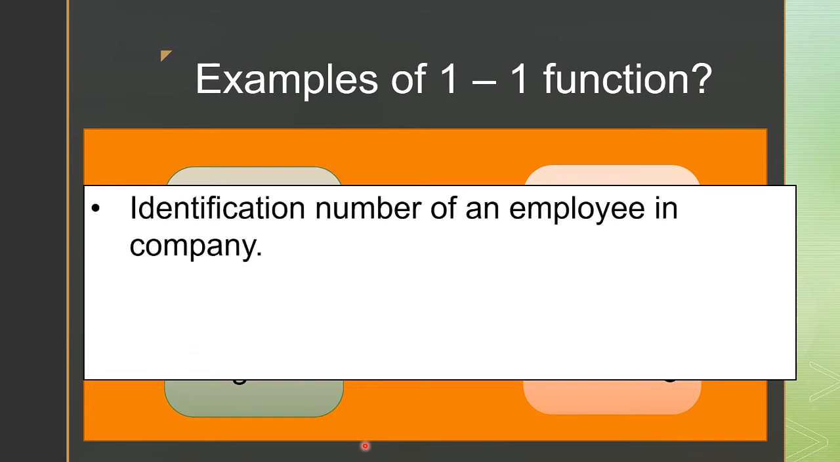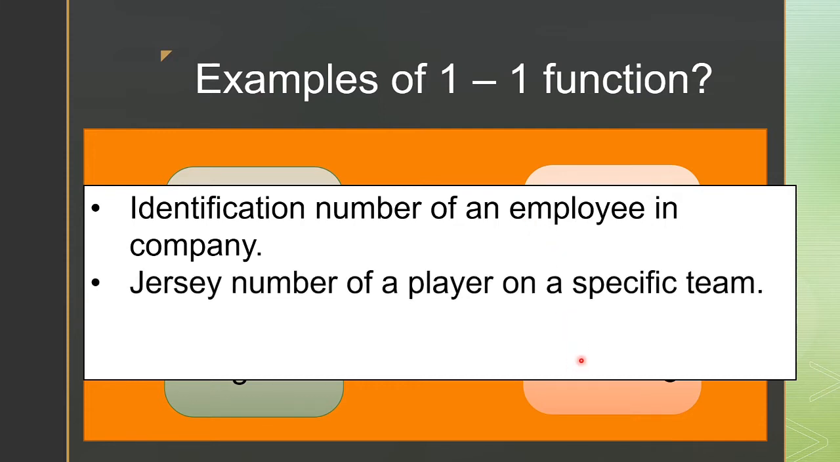So number 1, the identification number of an employee in a company. Ibig sabihin po, 1-to-1 function siya kasi meron lang tayong isang identification number in only one employee in the company. And number 2, we have the jersey number of a player on a specific team. So meaning to say, kung meron kang isang team, dapat sa'yo lang yung number mo. So that is specific, the relationship between the jersey number and then the player. So 1-to-1 function po siya sa specific team.